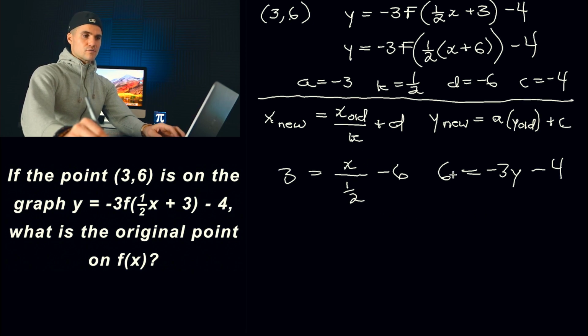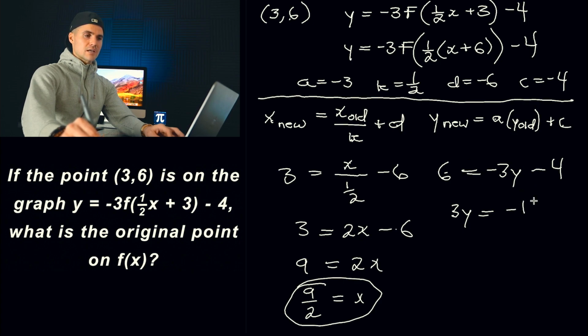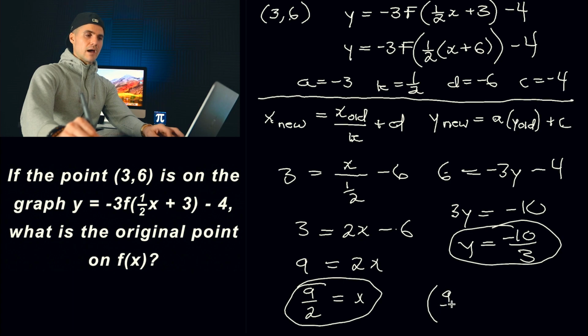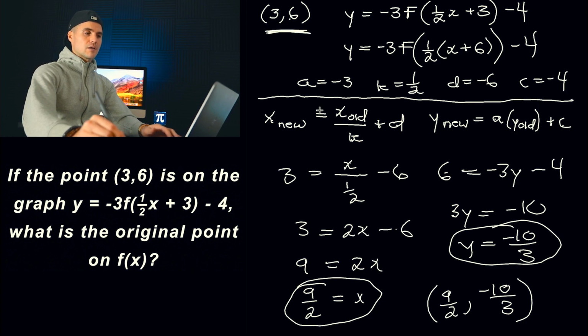All right, so now we just have to solve both of these equations. Now, x divided by 1/2, that's the same thing as multiplying 2x, right? Dividing anything by 1/2 is the same thing as multiplying that value by 2. So if I bring the 6 over, 3 plus 6 gives us 9, equals 2x, so x is going to be 9/2. And over here, I'm going to bring this over, so we'll have 3y, bring the 6 over, -6 minus 4 gives us -10. y would be -10/3. And so our original point is 9/2 and -10/3. That's the original point that was on the parent function, and then once we transformed it, we ended up with this new point 3 and 6.